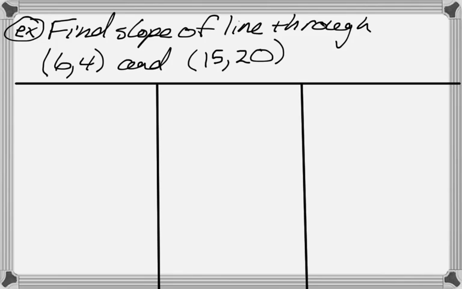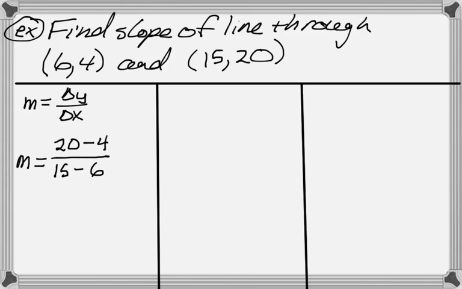Alright, let's jump ahead here. We have a problem. Find the slope of the line through 6, 4 and 15, 20. I'm going to do that 3 different ways. So I immediately jot down what slope is, and now I'm going to fill in. So I do 20 minus 4, so that's delta y, my change in y. If 20 comes first in the numerator, then 15 must come first in the denominator. I have to keep the ordered pairs together. Now I'm going to simplify, and I get my slope.